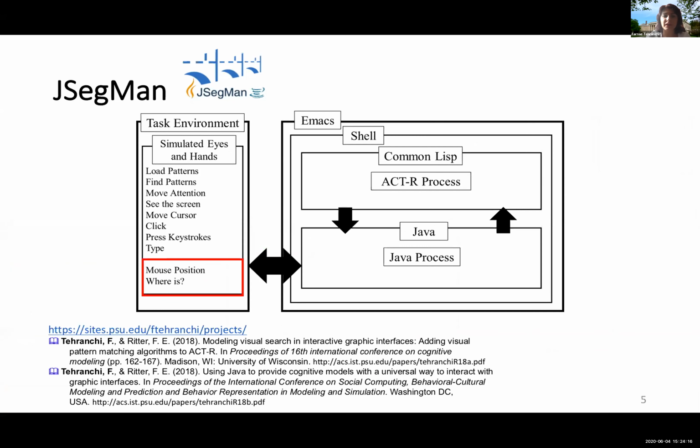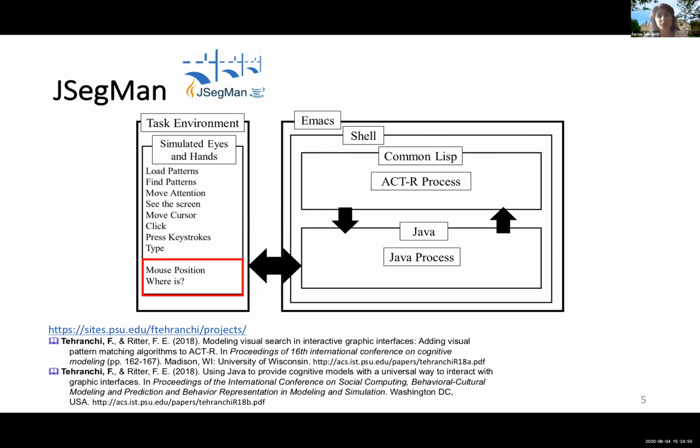This figure demonstrates the main structure of JSegMan. In JSegMan, we use Emacs as our inner process communicator. We have 2 main processes. One is ACT-R and the other one is Java, or JSegMan. These 2 processes can communicate with each other, and then JSegMan provides cognitive models with simulated eyes and hands. And the list of functions on the left side of the screen has been implemented in JSegMan and can be executed in the task environment.